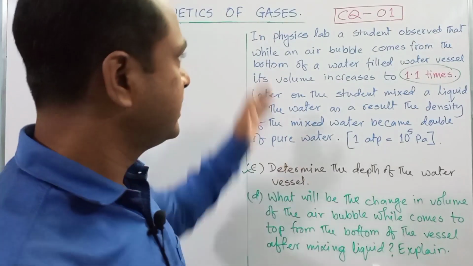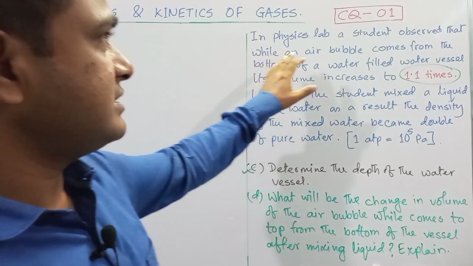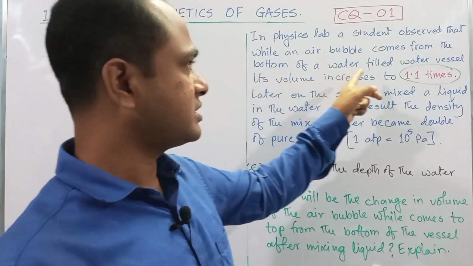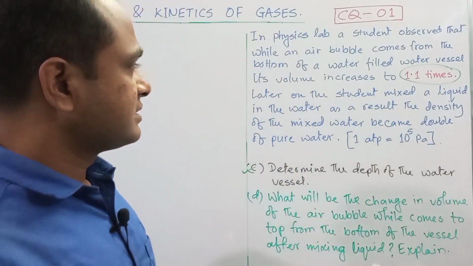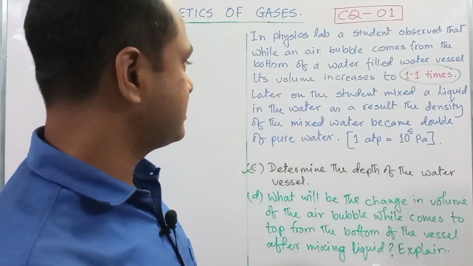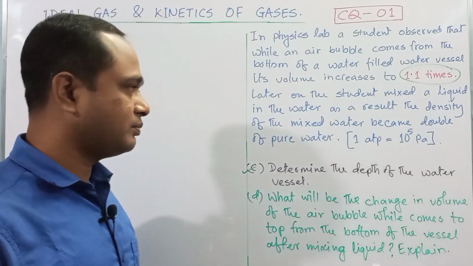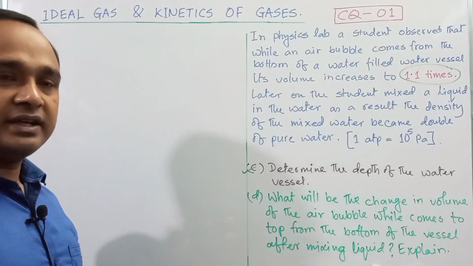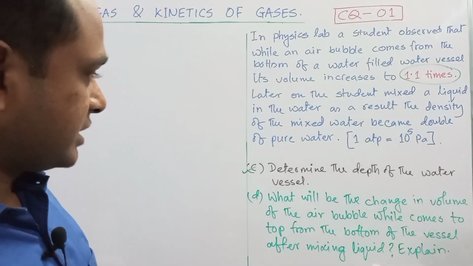Right, dear student, here is our first creative question. In the stem of the question, they said that in a physics lab, a student observed that while an air bubble comes from the bottom of a water-filled vessel, its volume increases to 1.1 times the previous volume. Later on, the student mixed a liquid in the water. As a result, the density of the mixed water becomes double that of pure water, and 1 atmospheric pressure is 10^5 Pascal. In question C, they said: determine the depth of the water vessel.